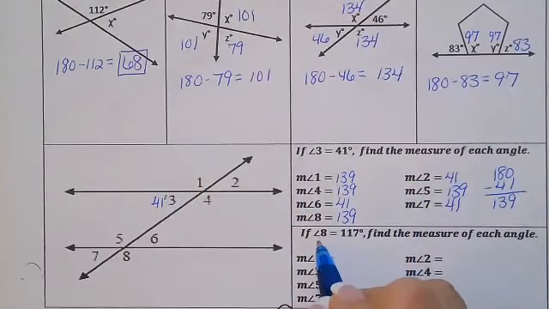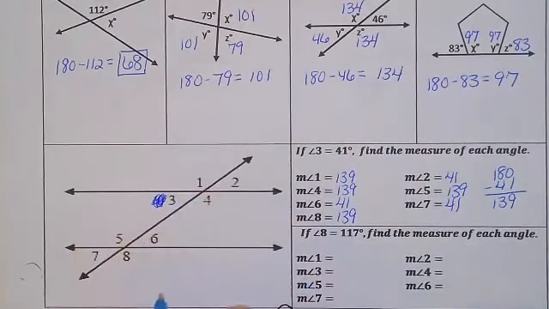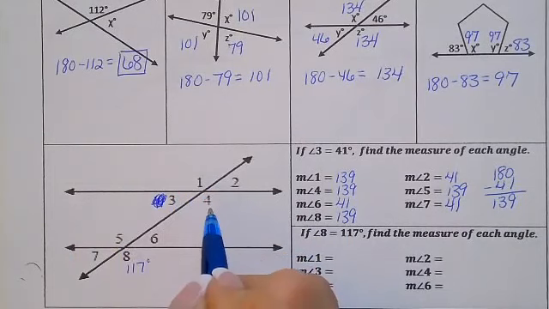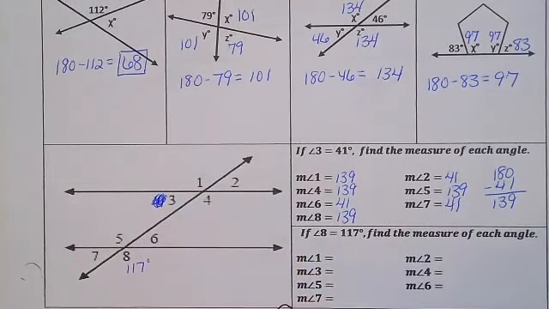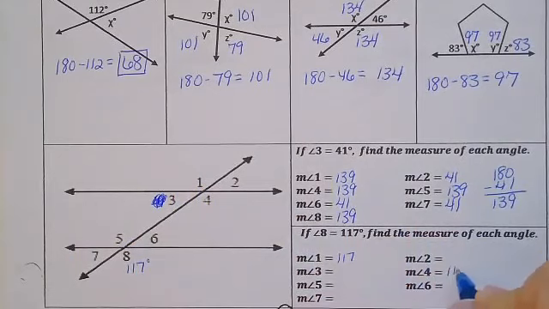Okay, now if angle 8 is 117 degrees, so let me put that down. Find the measure of each angle. Okay, well, that means if this obtuse is 117, then all of my obtuse angles are 117. So angles 1, 4, 5, and 8 are 117 degrees.